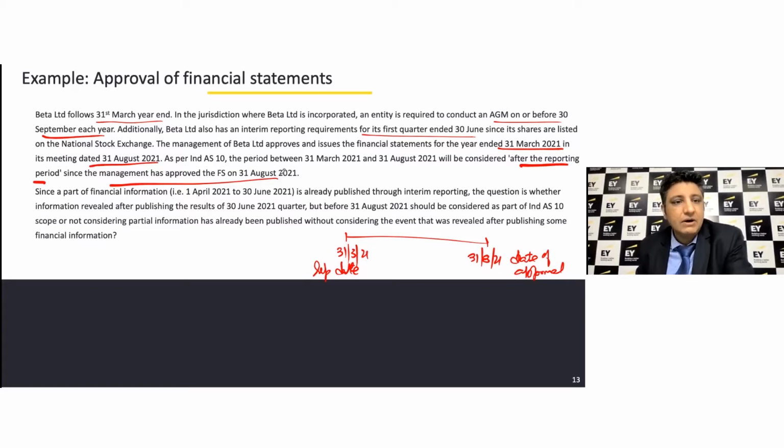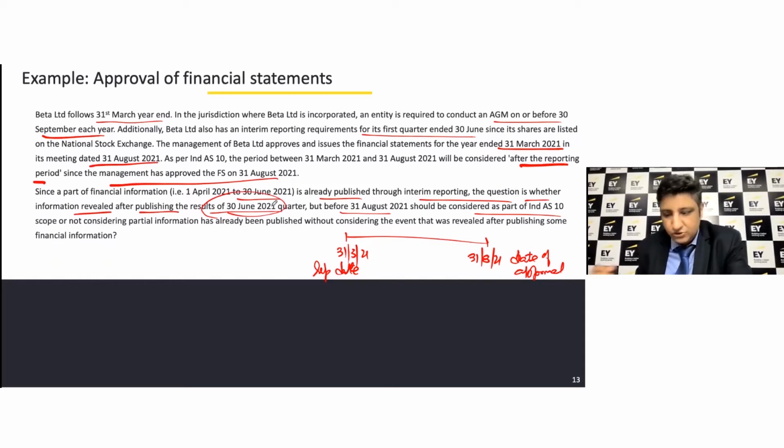It says now, since a part of financial information, which is up to 30th of June, is already published through interim reporting, you may be preparing your quarterly financial statements as per the given scenario. And the question is whether the information revealed after the publication of results of 30th of June, but before 31st of August, be considered as a part of Ind AS 10, right? The whole idea is that you have already published some information up to 30th of June 21.